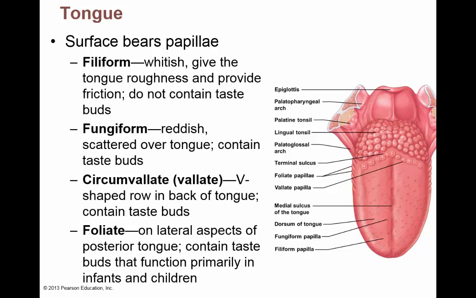Kids, infants and children, also have another taste bud that really kicks in for them. On the sides, near the back, if you see these little projections on either side, these are known as your foliate taste buds. So they're on the lateral side aspects. They contain taste buds, and they normally function in kids and infants.